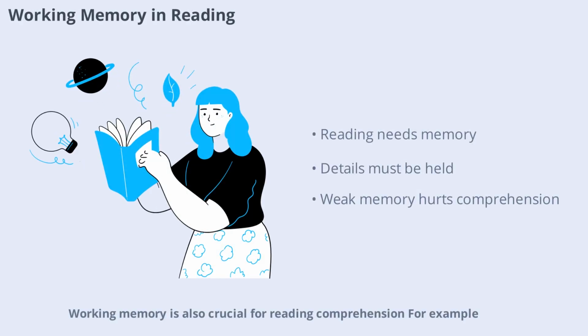Working memory is also crucial for reading comprehension. For example, to understand the sentence, "The boy who was wearing a red hat ran quickly across the playground," a reader must remember several details. "There's a boy, he's wearing a red hat, he's running, and the location is the playground." If working memory is weak, the child may forget earlier parts of the sentence before finishing it, making comprehension difficult. This shows how important working memory is for understanding and learning.